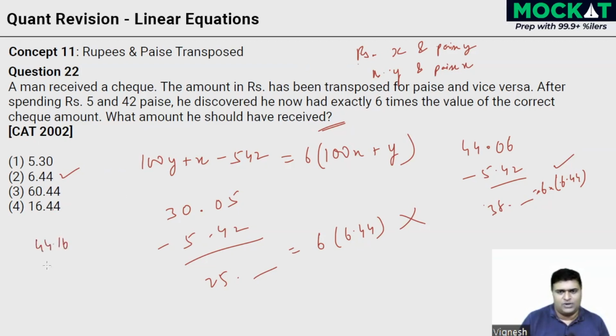44.16 doesn't seem to work out, because when I subtract a 5.42 over here, I'm getting 39 or 38 point something. And is that going to be equal to 6 times 16.44? No, it's not. 6 times 16 is 96, way beyond that. That's also not the answer. The closest which seems is 6.44. We can mark that and keep going.